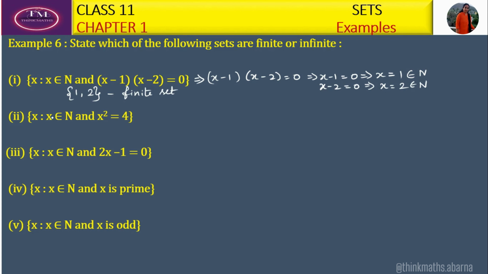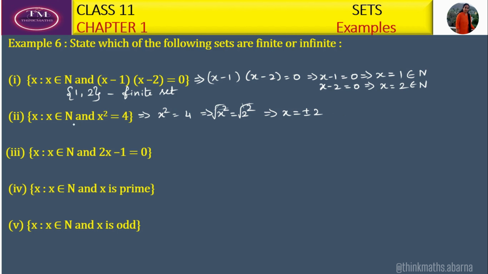Okay. Next one, the second one. Set of all x such that x belongs to N, the natural number system, and x square equal to 4. So we have to find the solution for x square equal to 4. x square equal to 4 can be written as 2 square. Now take the square root on both sides. So the square root and the power 2 get cancelled. So x will be equal to plus or minus 2.